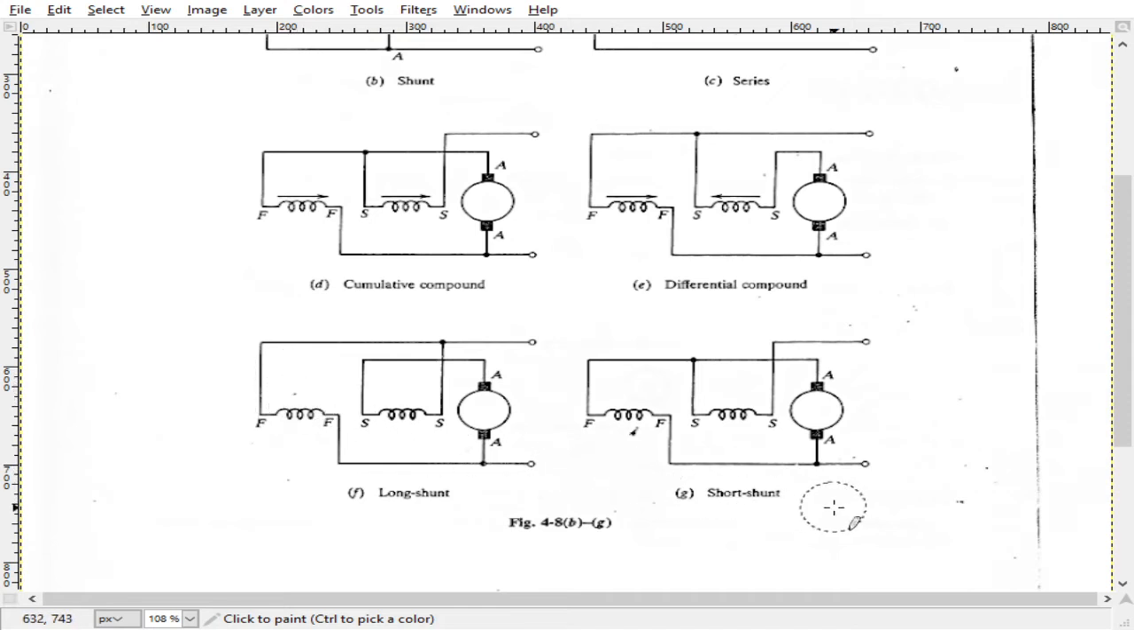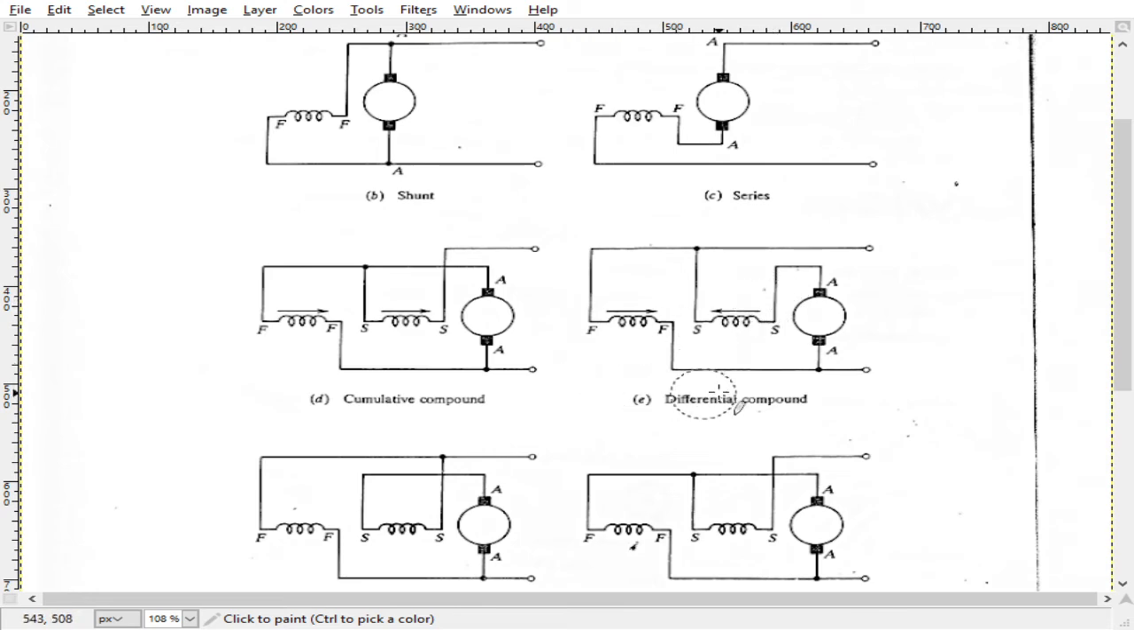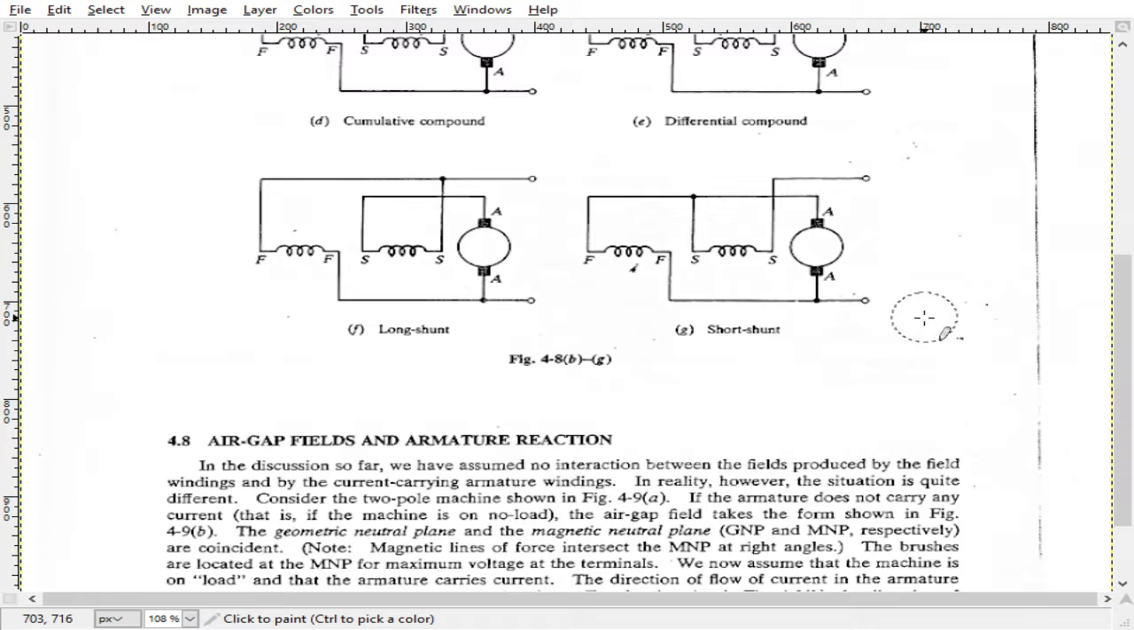And then you have a short shunt. Let's see, this one looks kind of like this one here. So we'll talk about that one later. So basically the main ones to remember here are the shunt, the series, and the compounds here. Okay.